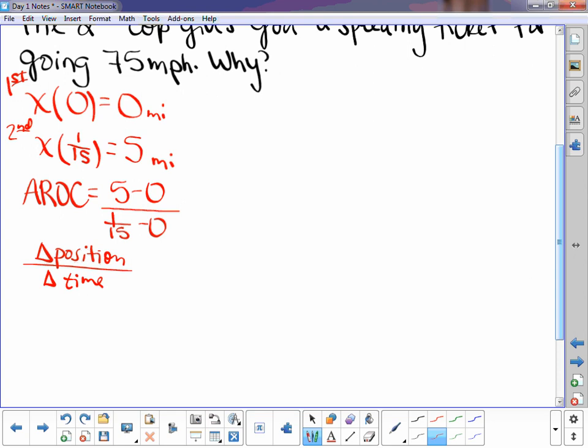Velocity, yeah. Or if you think about it, my position is miles, right? We're doing change in miles over change in time, miles per hour. So this is going to give me my velocity in miles per hour. So my average rate of change of position is velocity, just like the instantaneous rate of change of position is velocity. So this would be velocity as well. So what we're finding here is actually our speed. So 5 miles over 1/15 hours, what does that become? 75 miles per hour. Yikes, he was right.